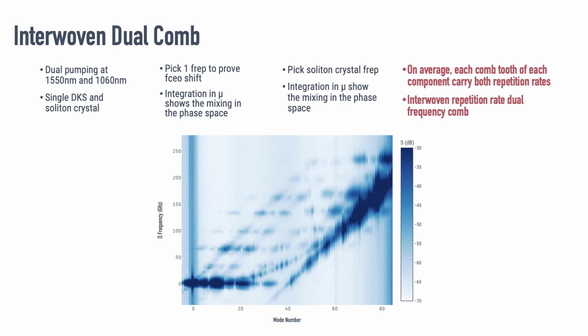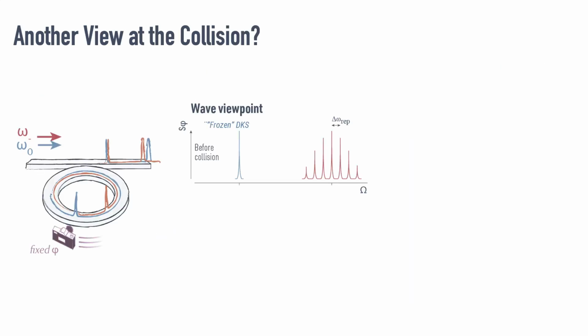So that means if you take a snapshot at a given time, you will not get this comb tooth carrying one or the other, but on average, each comb tooth will carry both repetition rates. So can we see collision in a different way? Right now I can show you a lot of things, like it's equivalent to mixing Brillouin scattering, et cetera.